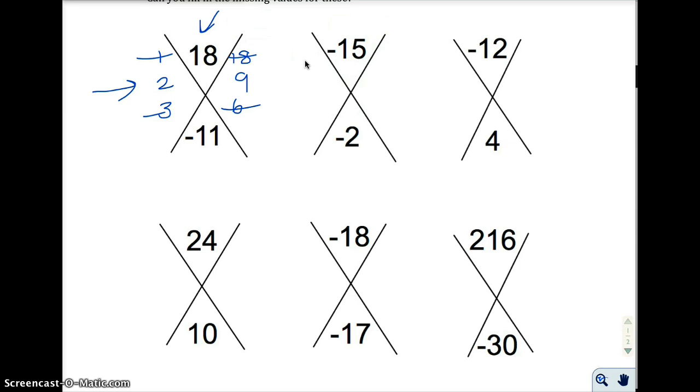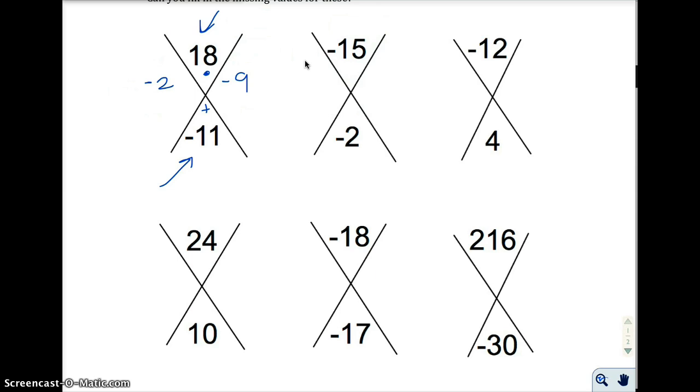So now I got to figure out these two numbers need to add up to the negative 11. The only way that it would add up to negative 11 is to make the 2 negative and the 9 negative. I'm going to go ahead and erase off the other stuff I'm not going to use. Okay. So the negative 2 plus negative 9 does give me negative 11. And does it multiply to give me 18? Yes. Okay, so that looks like that's correct.